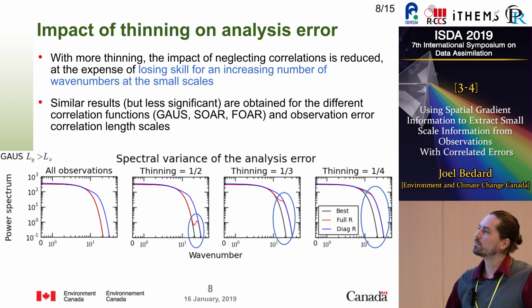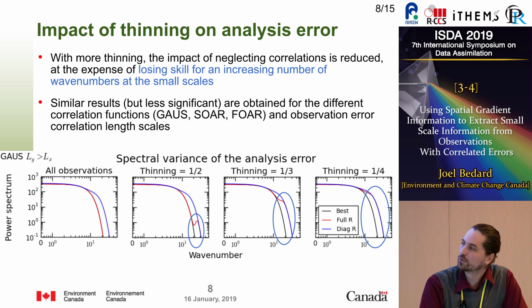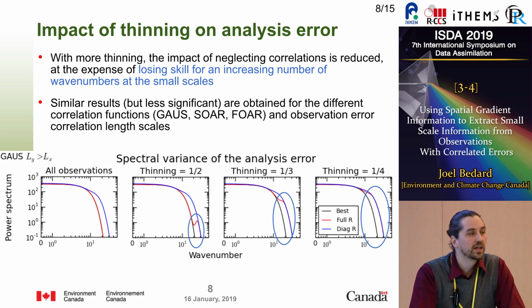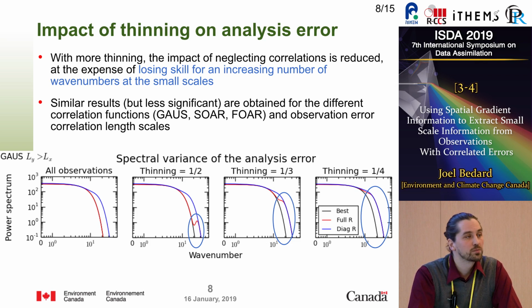So here I show some analysis results. These figures are the spectrum of the analysis error for different values of thinning. The black curve here is the perfect case scenario. It's using all observations with a perfect non-diagonal R matrix. So this is our benchmark that we were trying to approach.